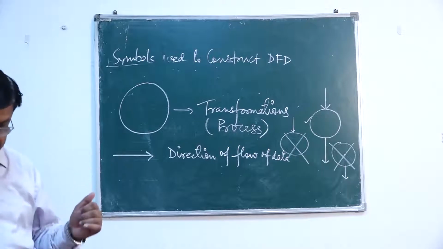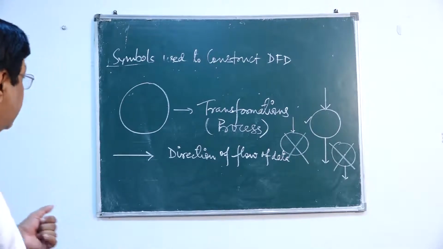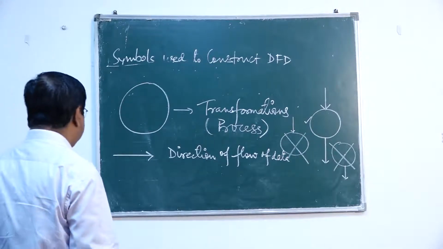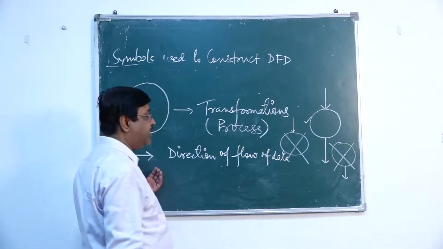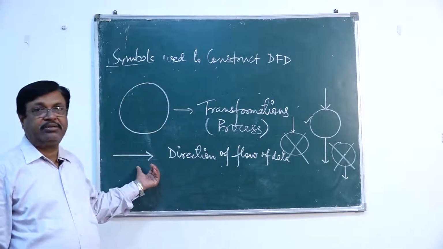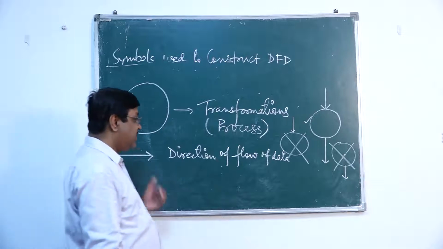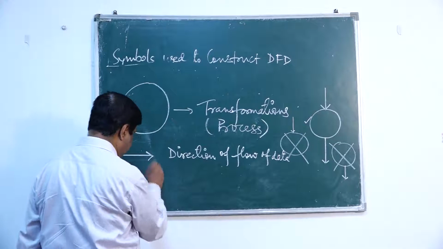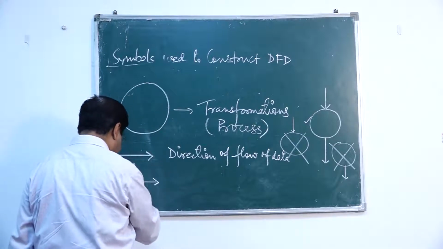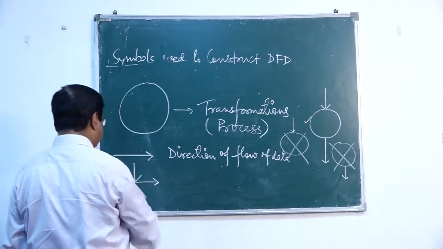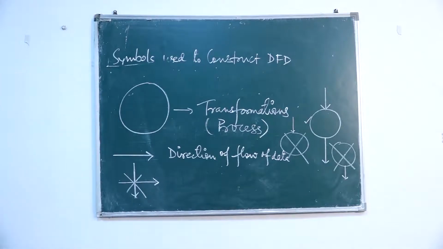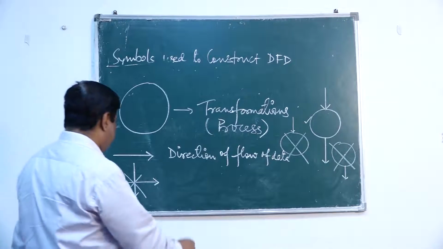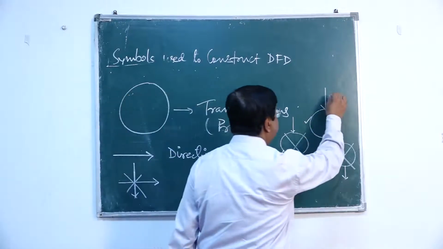Now what is the rule with the arrow? Every arrow must be labeled. Unlabeled arrows are not allowed. Another one, arrows should not cross each other. Means this is not allowed. This is not allowed. Also, this is not allowed.